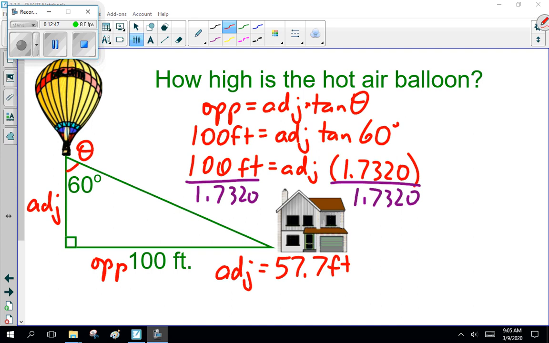Okay, welcome back. When I did this, opposite equals adjacent times tan of theta. 100 feet equals adjacent times tan of 60. Tan of 60 degrees is 1.7320. Divide both sides by 1.7320 to get the adjacent. This is why I write out the formula, because I can never remember. Do I multiply the two numbers together? Do I divide? I look at the formula and I solve. All right? Anyway, 100 feet divided by 1.7320, I got 57.7 feet. From my crude drawing, that's reasonable.